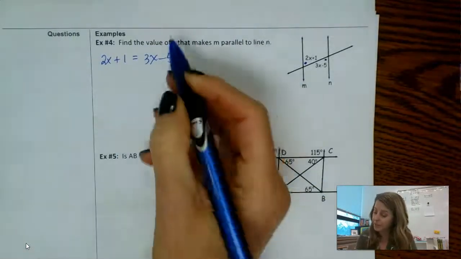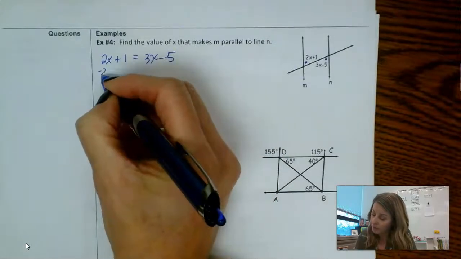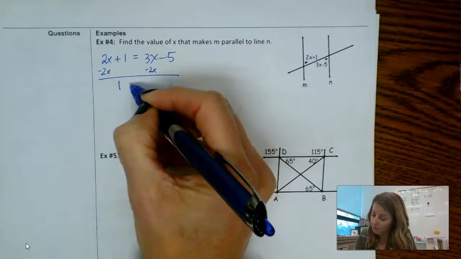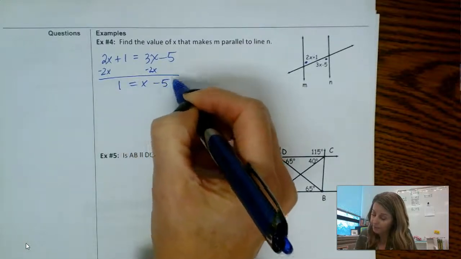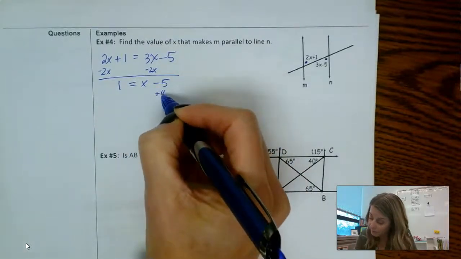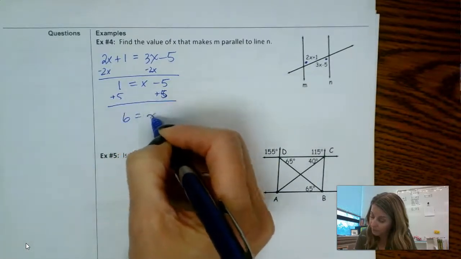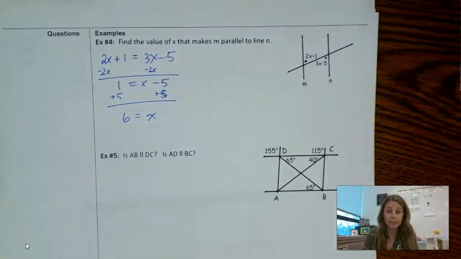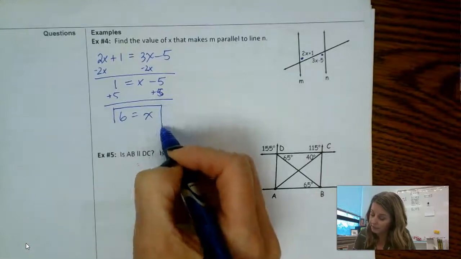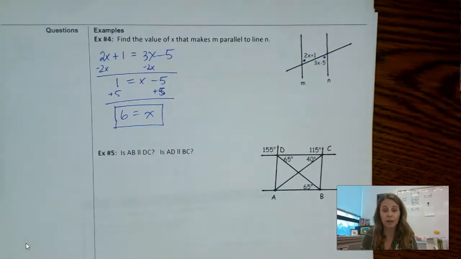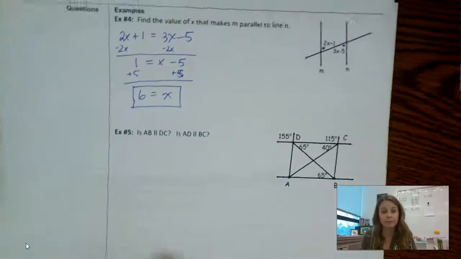Okay, we just solve from here. I'll take away 2x. Doesn't really matter if this is your next step or not. So 1 equals x minus 5, and then move the 5 over. So looks like I get x equals 6, or 6 equals x. Okay, and that's all we need to do. It doesn't say to explain why. If it did, I would go ahead and talk about the alternate exterior angles converse, but I am just solving for x on this one.